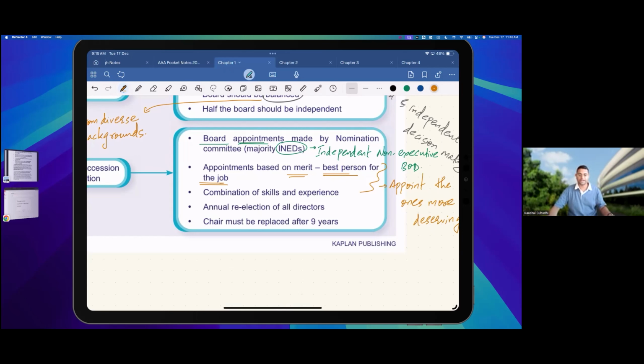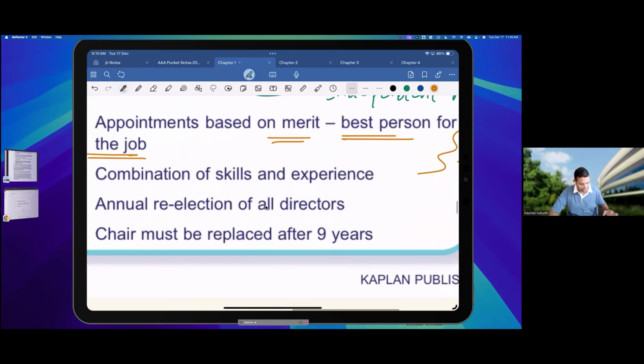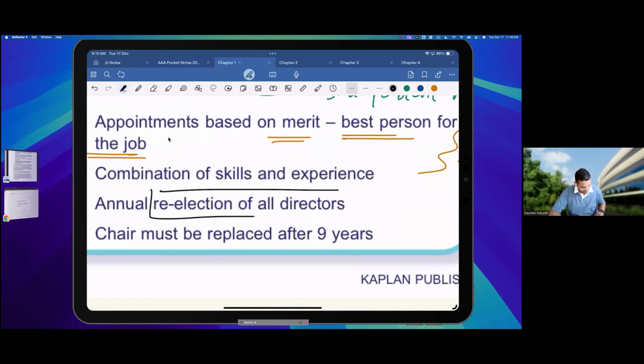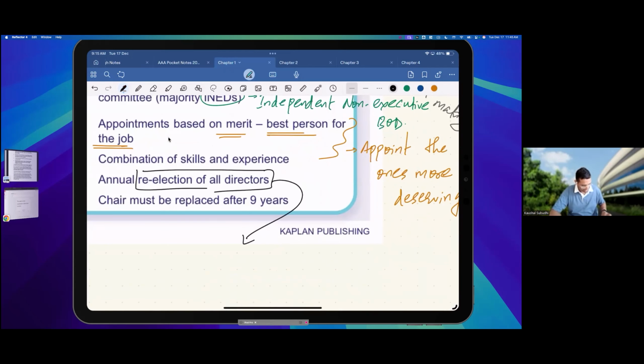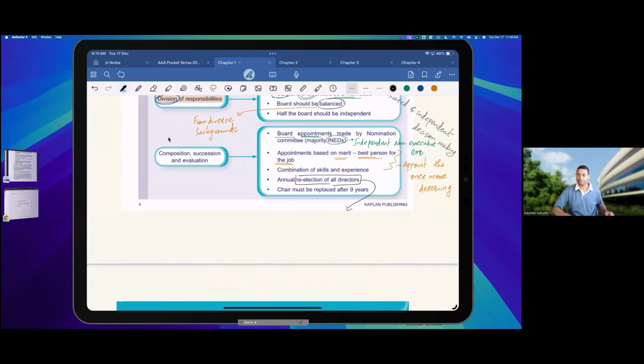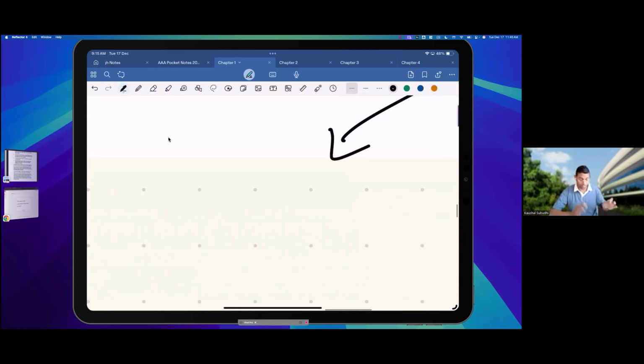And then more importantly, there should also be the annual re-election of all the directors, right? So re-election for all the directors over here is kind of like a re-evaluation. So what do you mean by re-election of all the directors? Why is it needed? You have to evaluate annually to ensure there is a proper contribution, right?